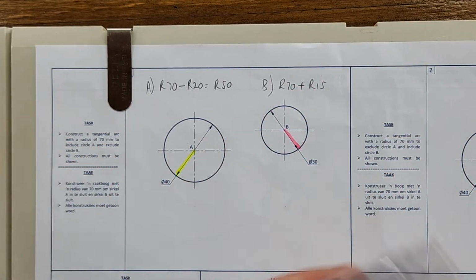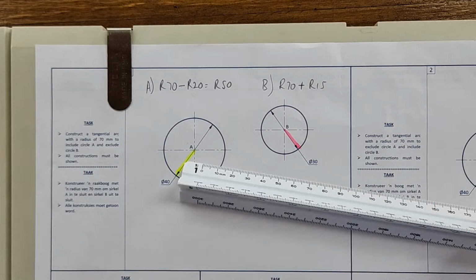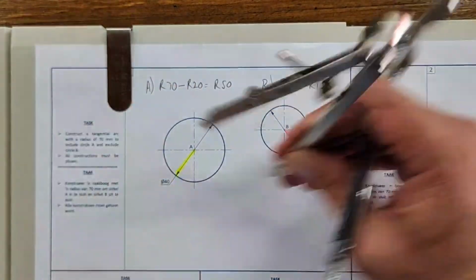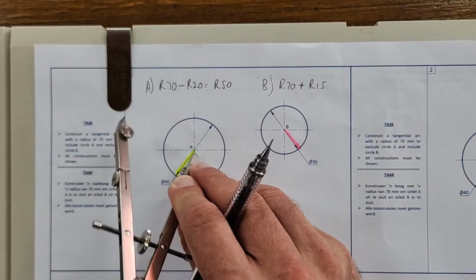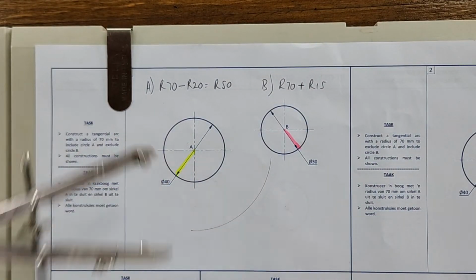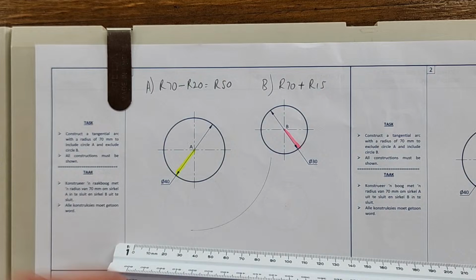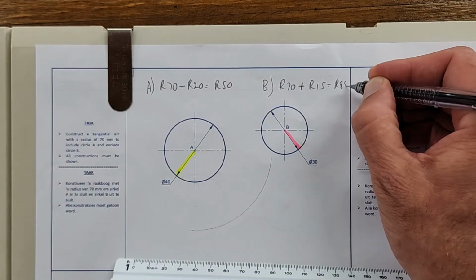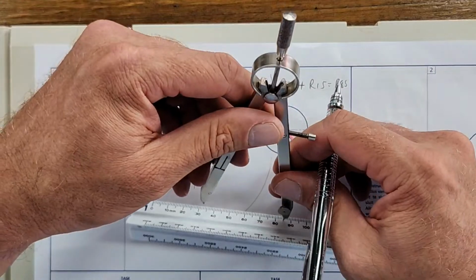So help me out quickly. The first one, radius 50. Take your ruler. With confidence, set it on 50. At A, first arc, construction. Next one, radius 70 plus 15 equals 85. Are you with me? Okay, 85.